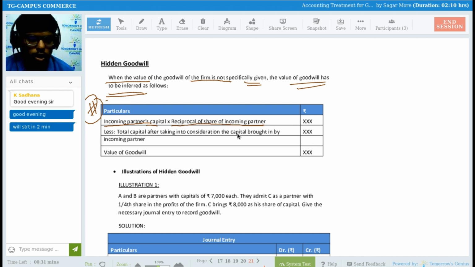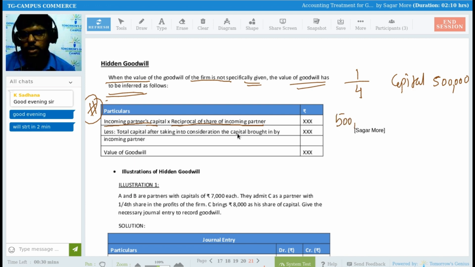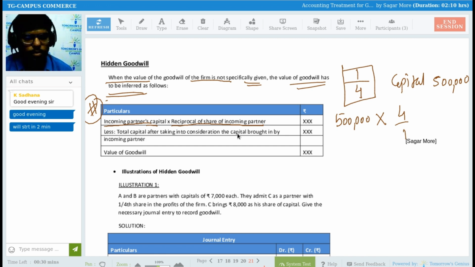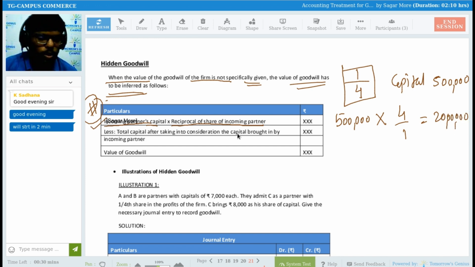So what does it mean? Reciprocal means, for example, if a new partner is coming into the business and we are giving him 1/4 share in the future profit, right? And he is bringing how much capital? He is bringing 5 lakh rupees into the business as capital. So for calculation of goodwill, we have to consider his capital 5 lakh rupees, and multiply it by the reciprocal of his share. Reciprocal means we have to do 4 by 1, right? 5 lakhs multiplied by 4 by 1. So I will get the answer 20 lakh rupees. Okay, this is step number 1.